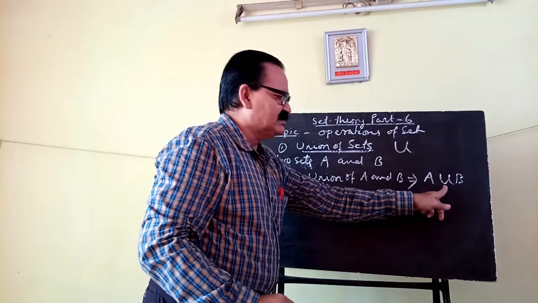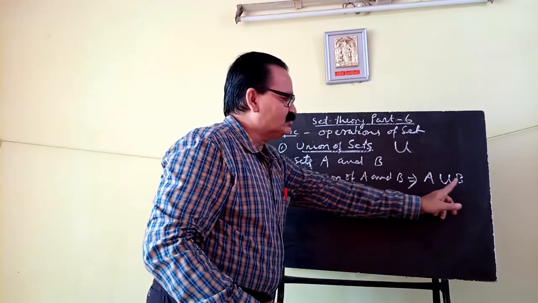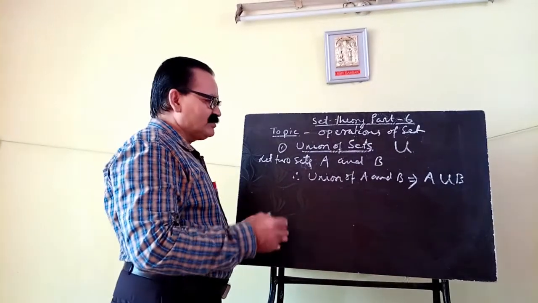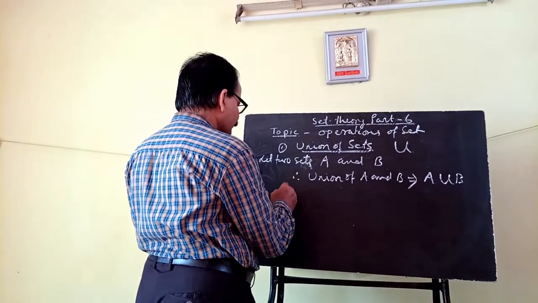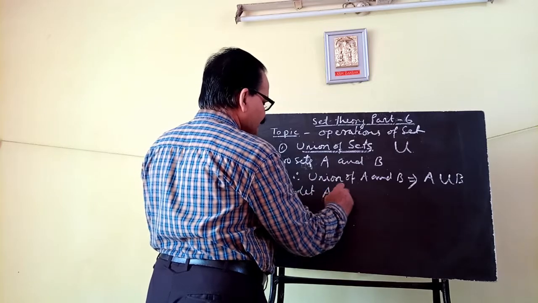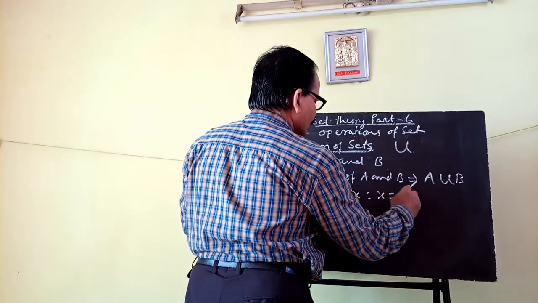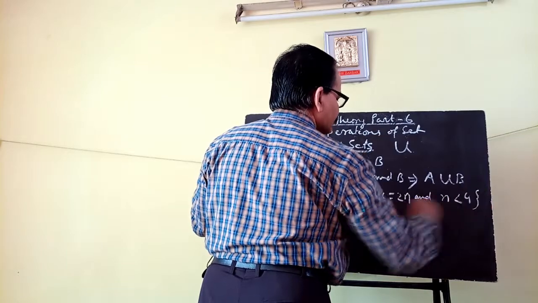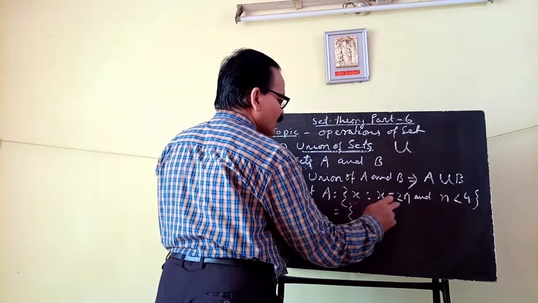A union B. This capital U indicates that the two sets A and B are added. Now, you have to understand how we add. Clear? Suppose, for example, let A equal x such that x equal to 2n and n is less than 4. Here, in roster form, what will you write?